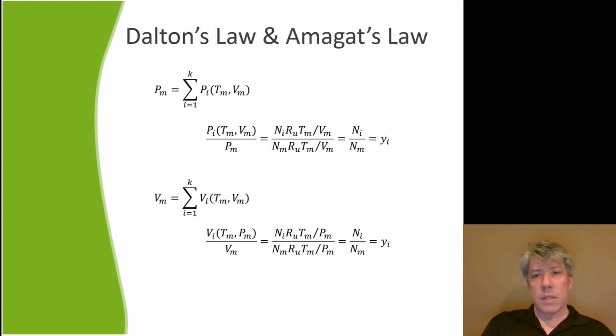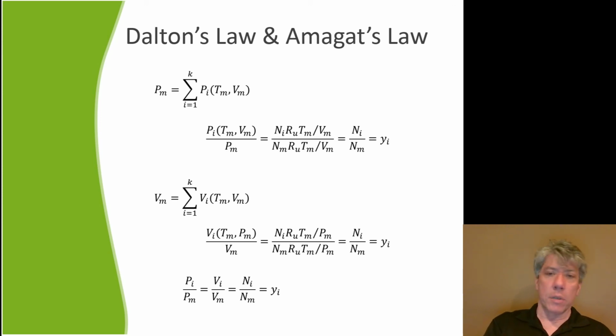And so Avogadro's law and Dalton's law really yield the same idea, that either the individual volume to total volume ratio, or the individual pressure to total pressure ratio, both will yield the mole fraction. As a matter of fact, we could write it this way: Pi over Pm is the same thing as Vi over Vm, and it's the same thing as the number of the ith species over the number of total molecules or atoms in the mixture, and that's simply the mole fraction. So this is good to know.